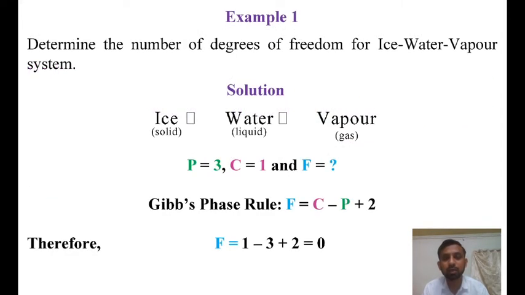Example number 1. Determine the number of degrees of freedom for the ice-water-vapor system. The ice-water-vapor system is ice which is in equilibrium with water, which is in equilibrium with vapor. In this example, P, that is phases, is equal to 3, and components, that is C, is equal to 1. The Gibbs phase rule is given as F is equal to C minus P plus 2. Therefore F is equal to 0.